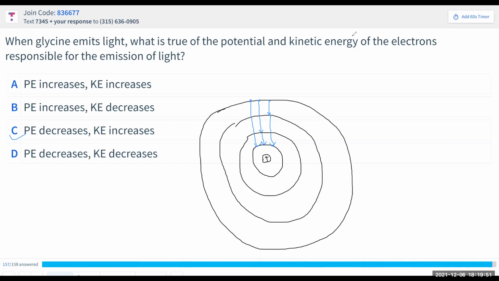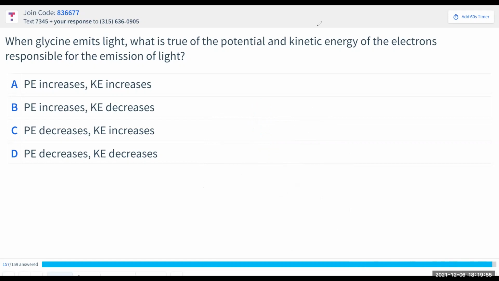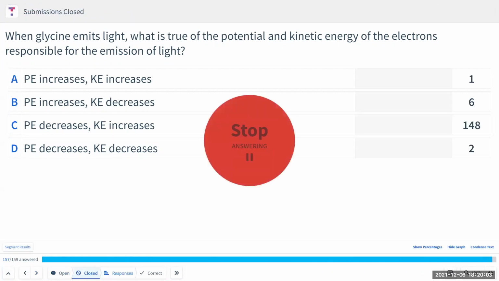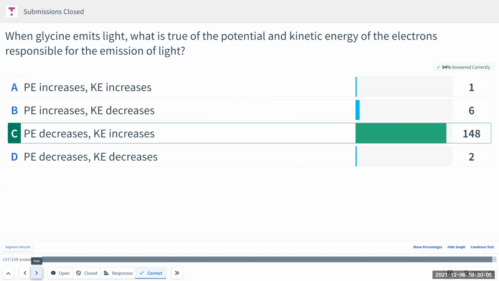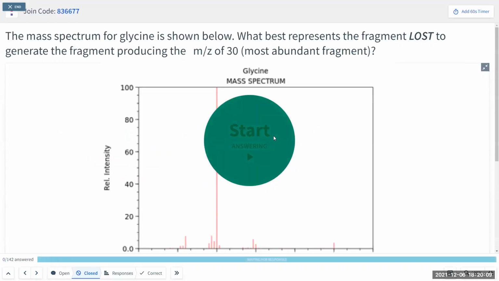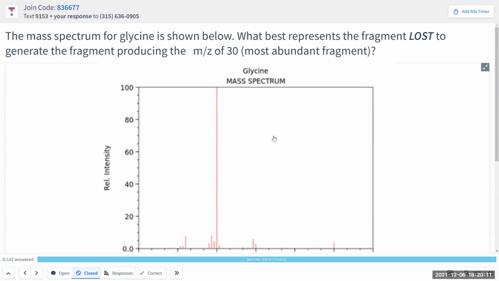All right. I'm going to clear my doodling here. And when it comes to absorption, it's the other way around, right? It's going to be closed. The responses, the correct answers. Here you go. Let's try this question. Again, this is a question from Unit 2, and this is about reading the mass spectrum. Go ahead.